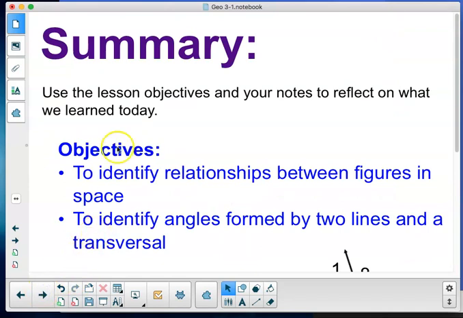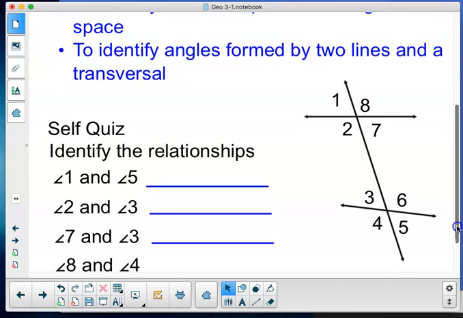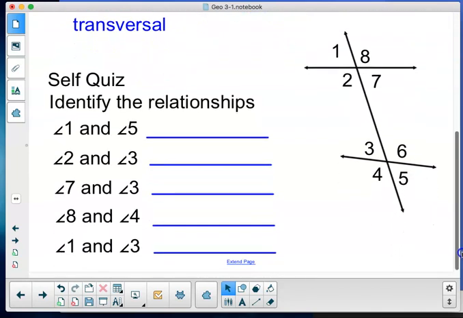And our summary today. Use the lesson objectives and your notes to reflect on what we learned today. Our objectives: to identify relationships between figures in space and to identify angles formed by two lines and a transversal. So let's see if you get it. Okay, here it is, self-quiz time. Make some lines on your page and put these angles in. Identify the relationships. They're either alternate interior, alternate exterior, corresponding, or same side. Go!